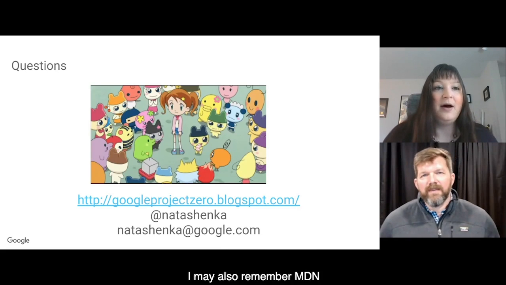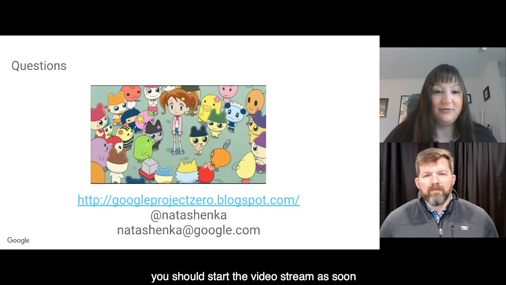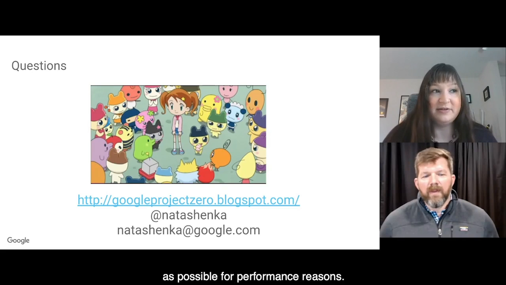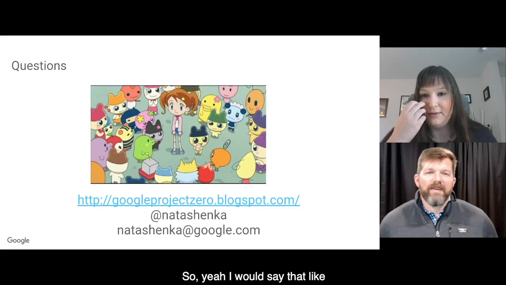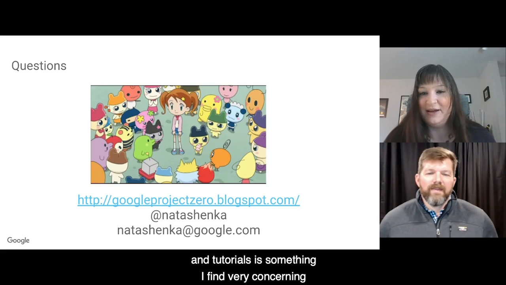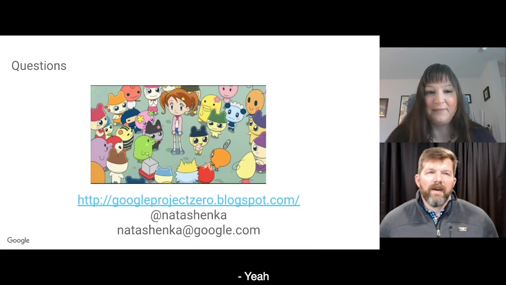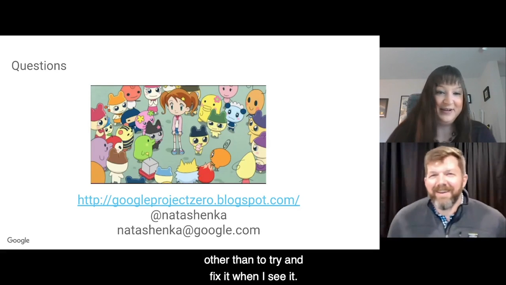secure. I also remember MDN for a long time had guidance that said, oh, you should start the video stream as soon as possible for performance reasons. And it didn't mention, gee, the user should have consented to send their video. So yeah, I would say that the state of documentation and tutorials is something I find very concerning. But I'm not sure what to do about it other than to try and fix it when I see it.